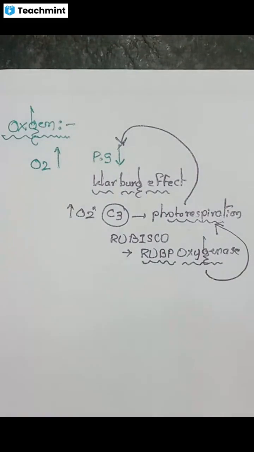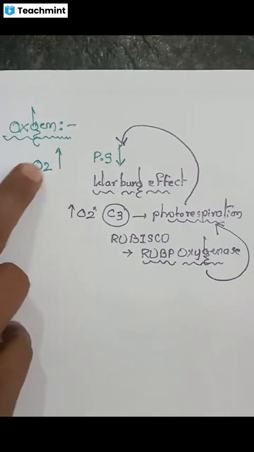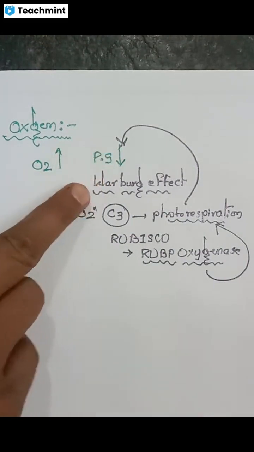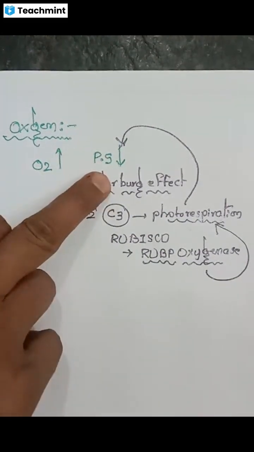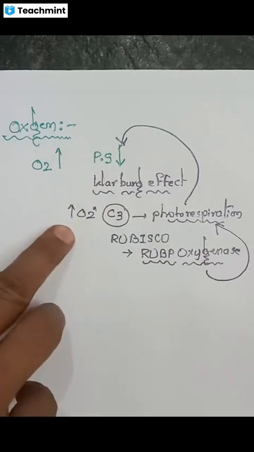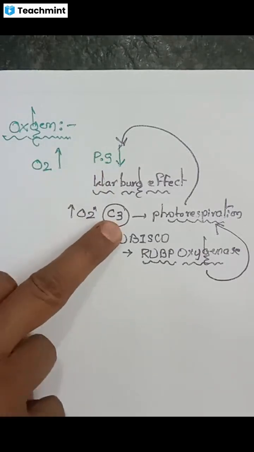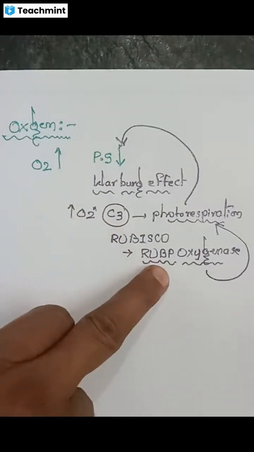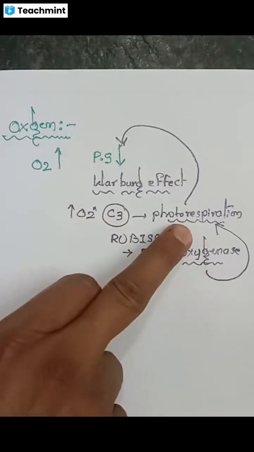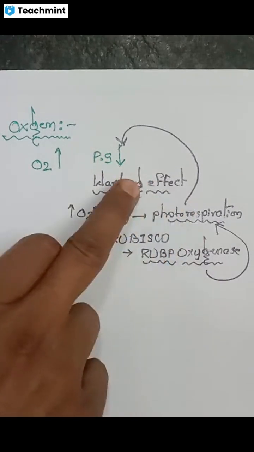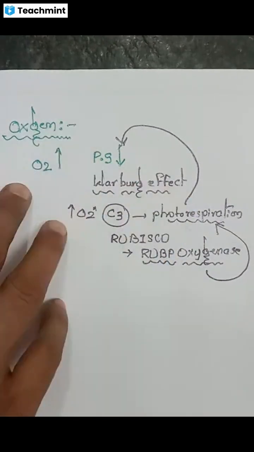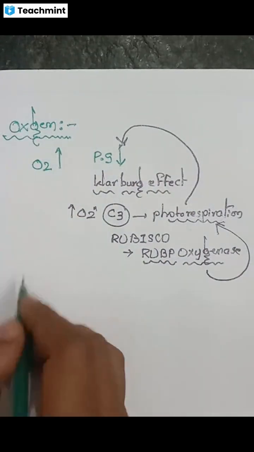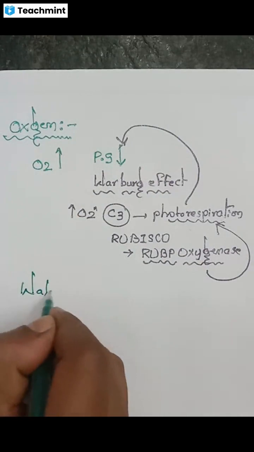So it is called the Warburg effect because the oxygen concentration increases in C3 plants. The enzyme Rubisco acts as RuBP oxygenase and performs photorespiration. As a result, the photosynthetic rate is decreased. So clear. This is another factor, oxygen. And the next one is water.